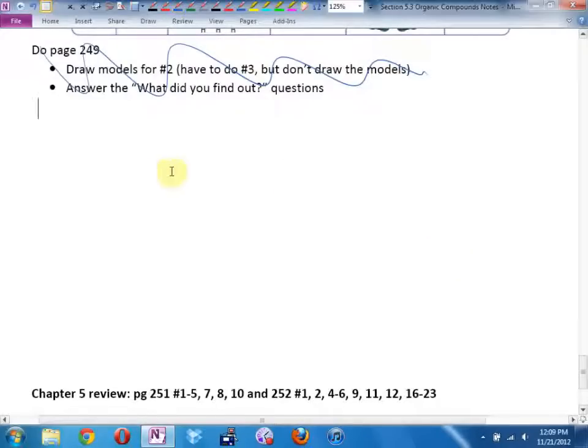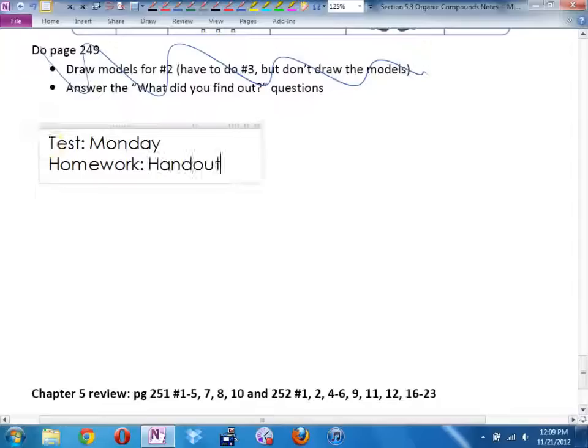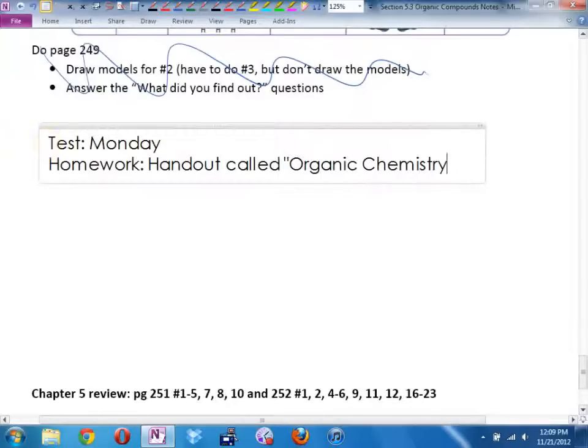So here's what we have said. Right now, your test is Monday. Okay? Pardon me? Have patience, young grasshopper, as I walk through some of this. Are you ready? Your homework. I'm going to give you, first of all, a handout called, I think it's called Organic Chemistry. Let me just check. Organic Chemicals, maybe? Your handout. Organic Chemistry. Okay.